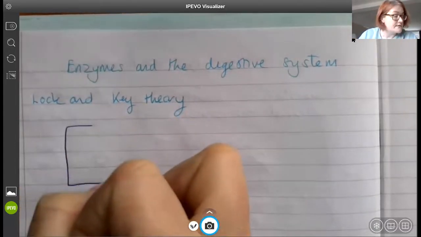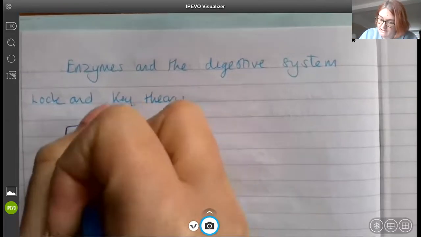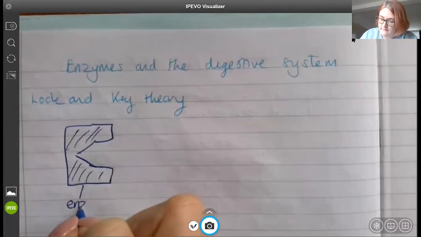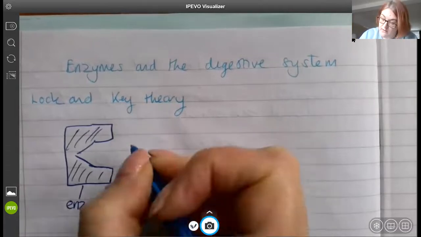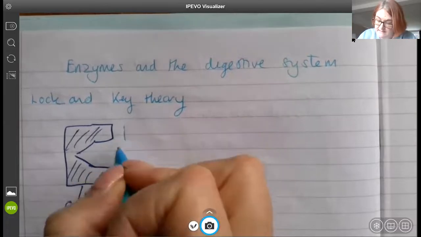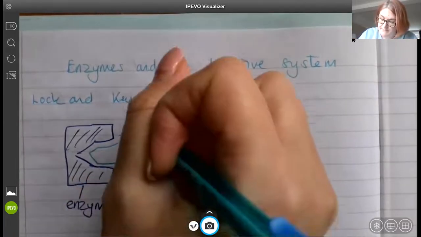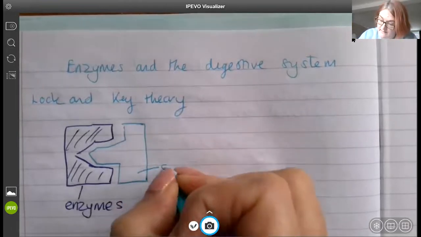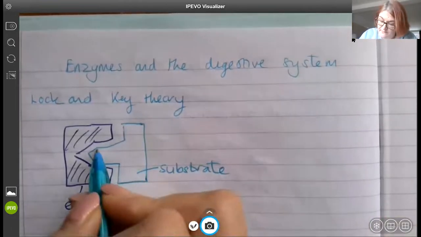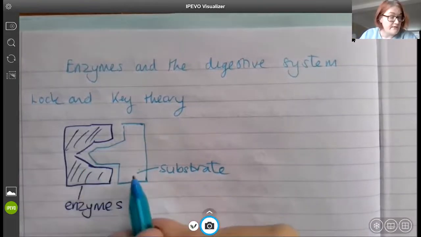So we've got the enzyme and I'm going to make my enzyme, it's just going to be that shape. So here's my enzyme. I'm going to label that enzyme. And then we've got a substrate, in a different colour, that needs to fit inside that gap. So I'm going to label that the substrate. So this substrate fits inside this enzyme. It's not an exact match on my picture, but you get the idea.